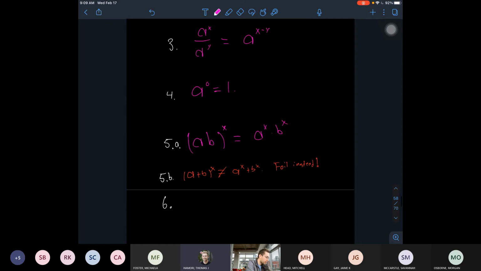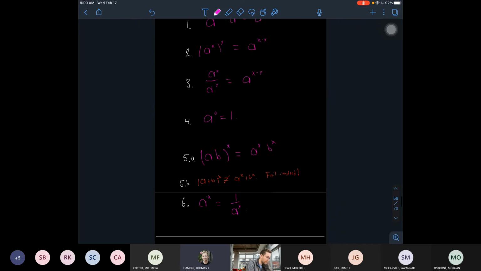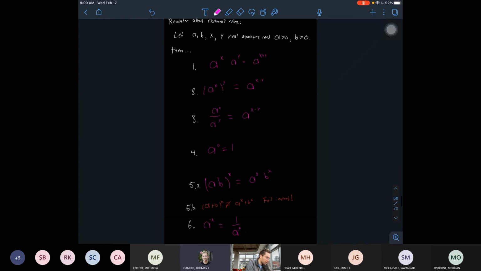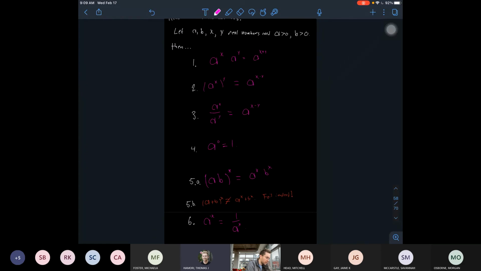And then finally, the last rule, we already saw this, it's a to the negative x is equal to 1 over a to the power x. So we make the power positive in the denominator. Okay, so these are rules for if a, b, x, and y are real numbers and a is larger than 0 and b is larger than 0, okay? All right.